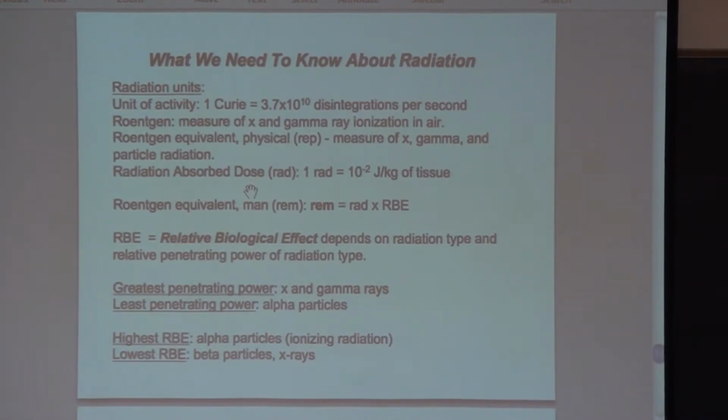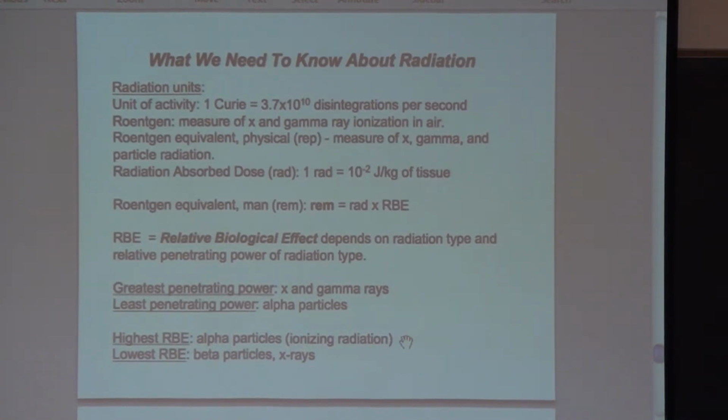The radiation absorbed dose, or the RAD, is the energy in joules per kilogram of tissue. Now here's the REM. The REM is the radiation absorbed dose times the RBE, which is the relative biological effect. The RBE depends on the radiation type and the relative penetrating power of that radiation type. The greatest penetrating power comes from X-rays and gamma rays, and the least penetrating power comes from alpha particles. The highest relative biological effect comes from alpha particles because of the type of ionizing radiation. The lowest RBE comes from beta particles and X-rays.